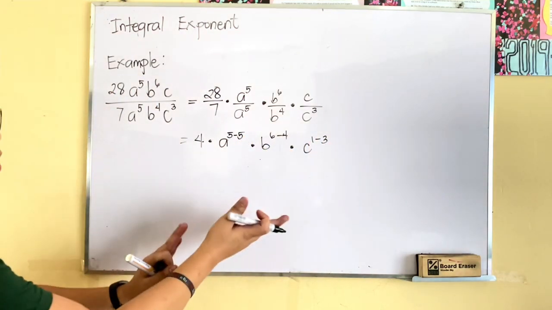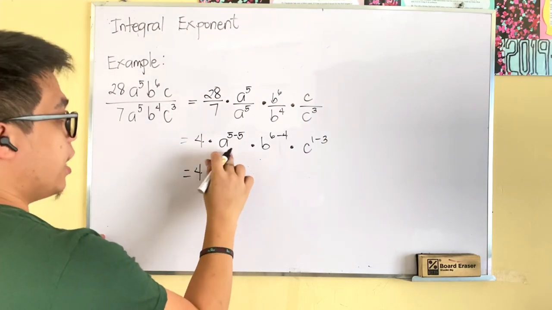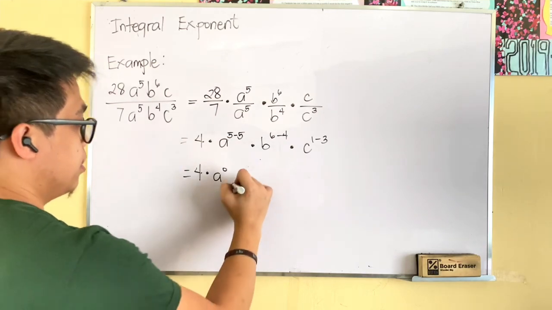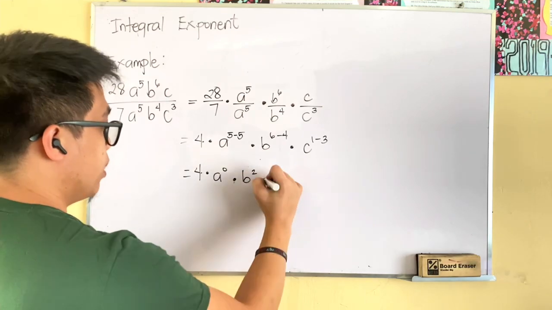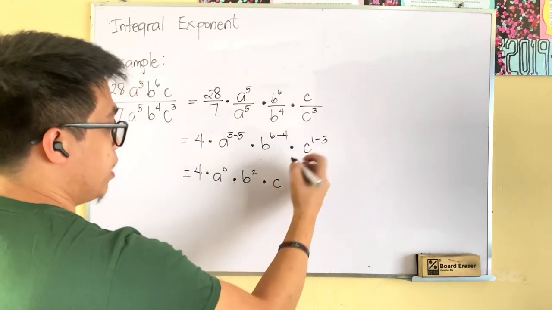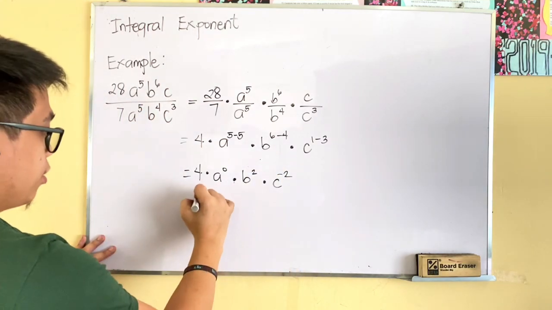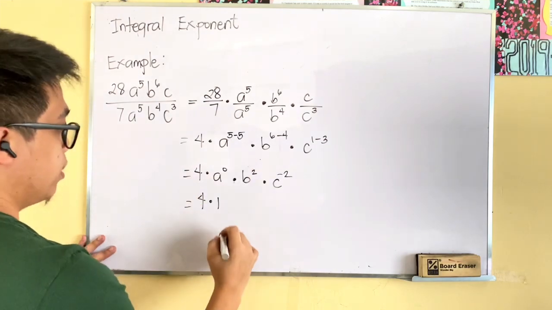Minus lang natin yung exponent na nasa denominator. Next, 4 times 5 minus 5 is 0, of course, times b raised to 6 minus 4 is 2, times c, 1 minus 3 is negative 2. Simplify natin. 4 times a raised to 0 is 1.